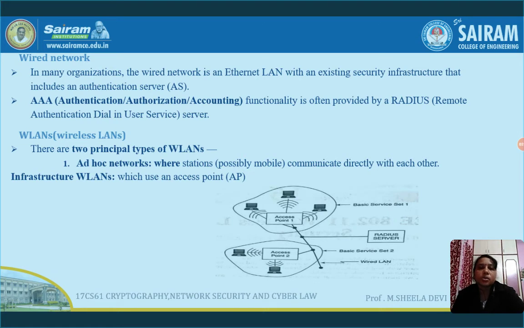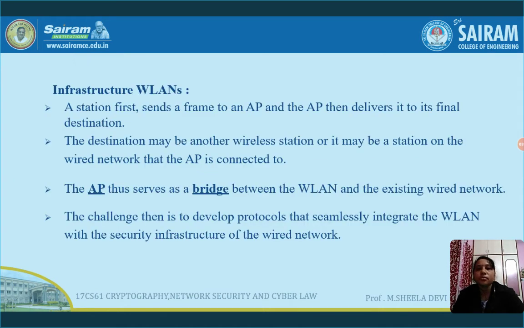This diagram is an example of an infrastructure wireless LAN. See, the access point is the infrastructure, and it is connected to the wireless stations. So it is an infrastructure wireless LAN. Now, this is how the infrastructure wireless LAN works.